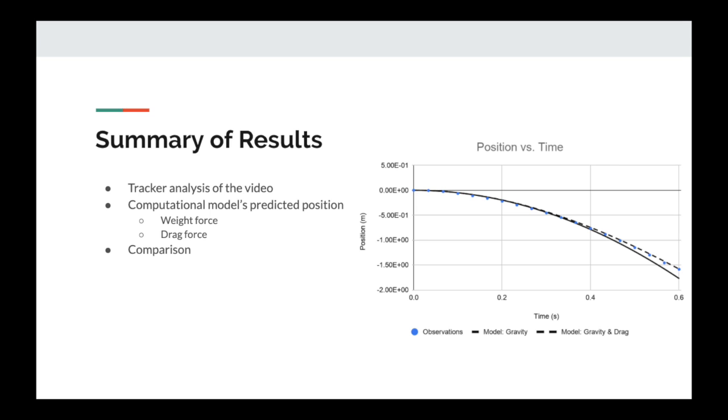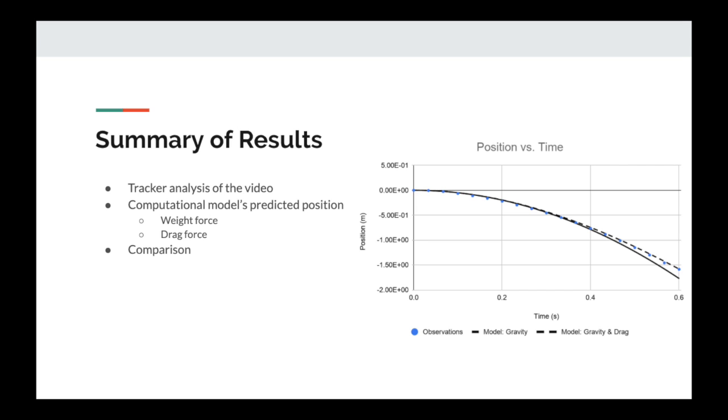Having already used Tracker to mark and record the y-coordinates of the center of the aluminum foil ball at 19 sequential frames, I created a graph of the observed position values over time. Then, using both the computational models from GlowScript, I took the plotted y-coordinates of the object's motion with only the gravity force, and then again with the gravity and drag force acting on the object. I added the modeled positions onto the same graph, shown here, and compared the results.